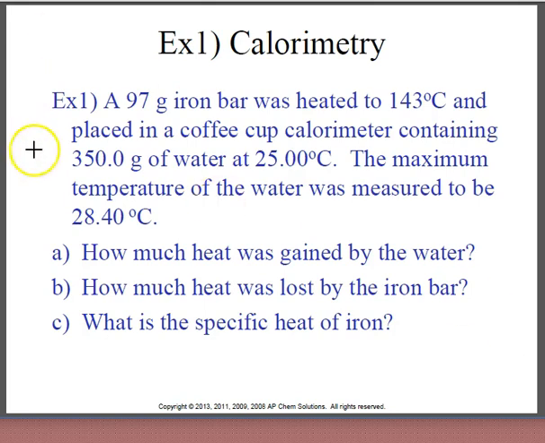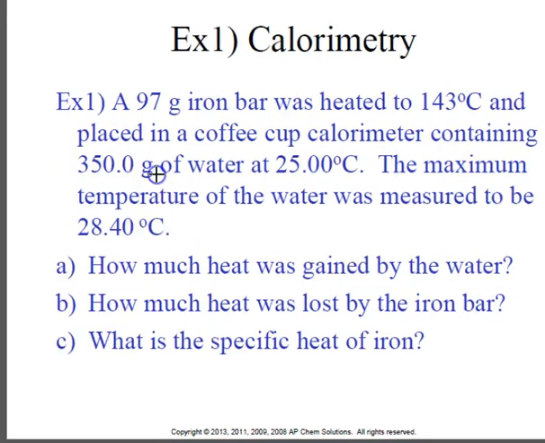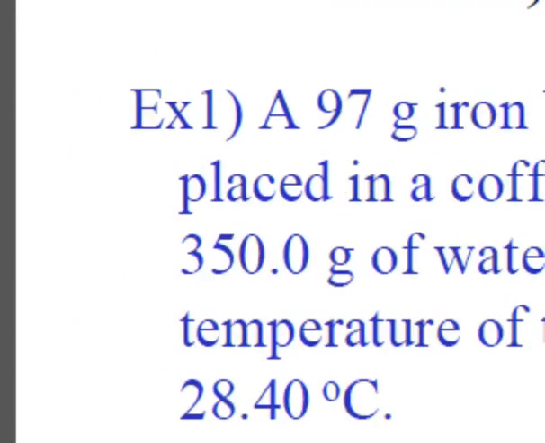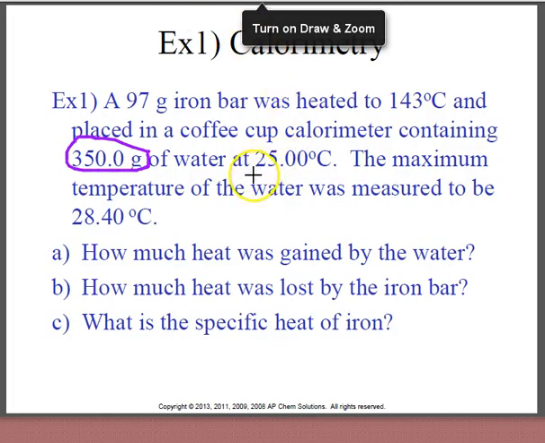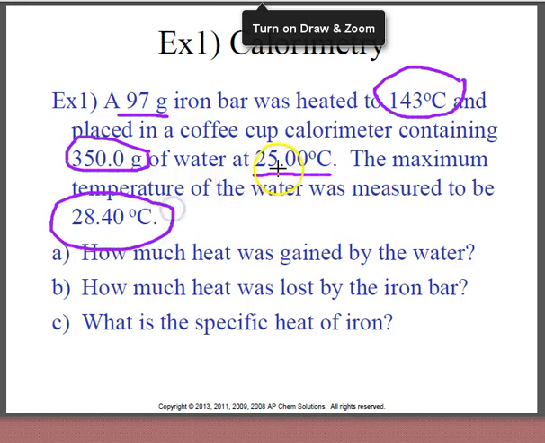We have a beaker of water, it's quite a bit of water, 350 grams. And the water is at 25 degrees Celsius, and that's just room temperature. And then we have a 97 gram iron bar, and it is heated to a really high temperature, 143 degrees Celsius. So you got a hot piece of iron, and you're placing it in room temperature water. So of course the water is going to warm up. And this is the highest temperature reached by the water. So the water is going from 25 to 28.4.